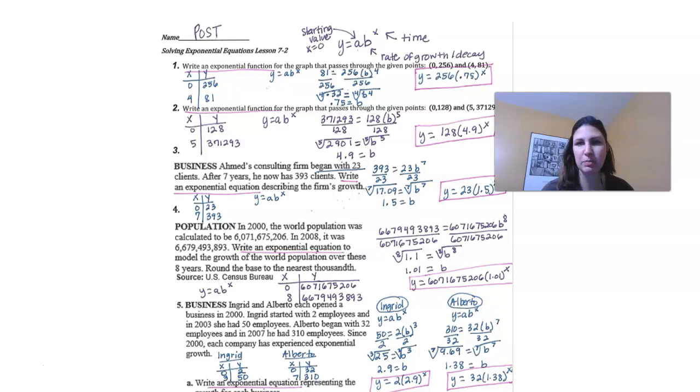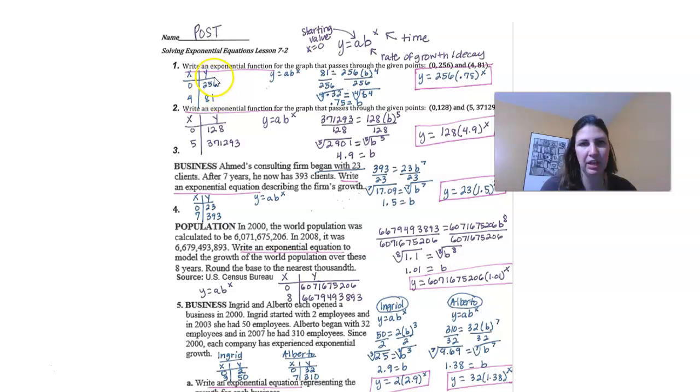A lot of this is just plugging and chugging. Your formula is y equals a times b to the power of x. A is always your starting amount. It's always the first number in your table or the first number in your story. If you look at number one, I'll show you how I set it up, but you'll notice it's always when x is equal to 0. So you always start at 0, and it's whatever that value is.